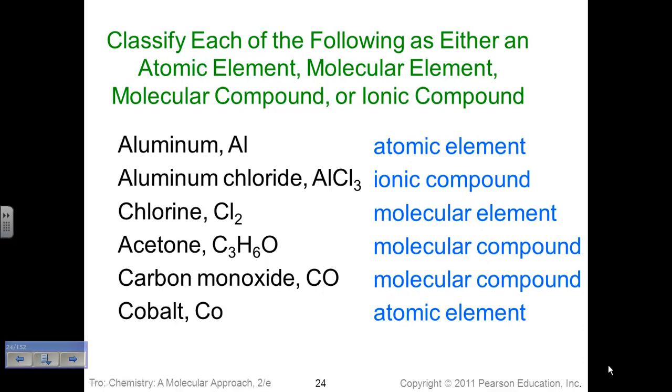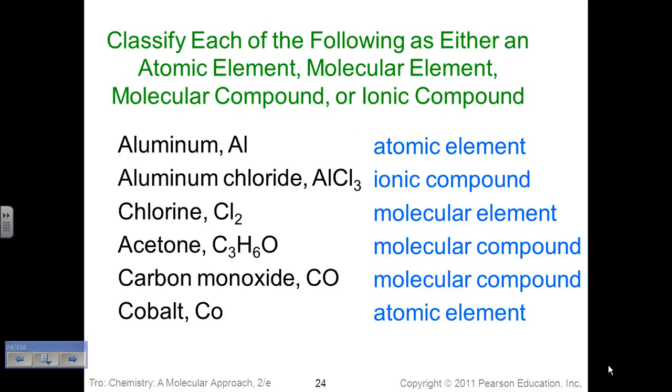Let's see how you did. There's aluminum, a single element, just a symbol all by itself, would be classified atomic element. Aluminum chloride. We have a metal, aluminum, hooked to a nonmetal, chlorine. When a metal and a nonmetal hook, we call it ionic. Chlorine are two atoms of the same element bound together, molecular element. Acetone, nail polish remover. Acetone has carbons, hydrogens, and oxygen bound together. Atoms are all nonmetals. C's, H's, and O's all are in the nonmetal family, molecular.